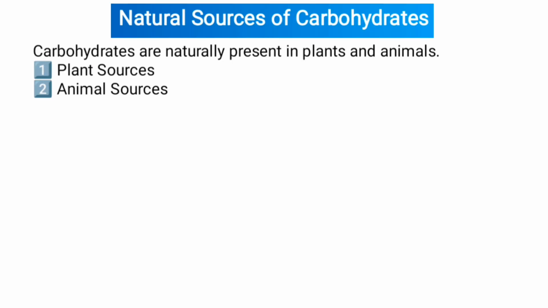So, today we are going to study another very important topic, which is sources of carbohydrates. So, let's understand sources of carbohydrates in detail step by step. Natural sources of carbohydrates. Carbohydrates are naturally present in plants and animals. First source is plant sources, second one animal sources. So let's discuss each one in detail.